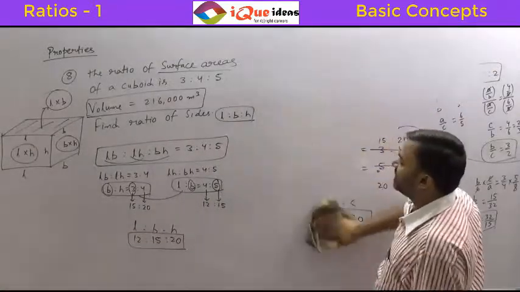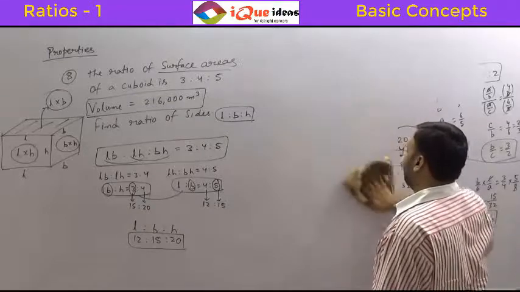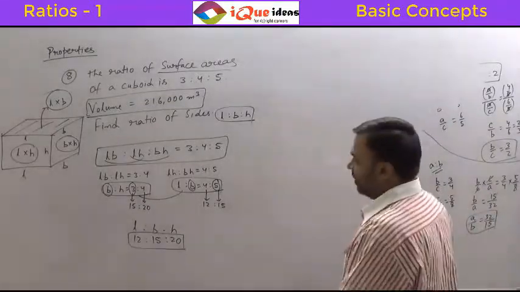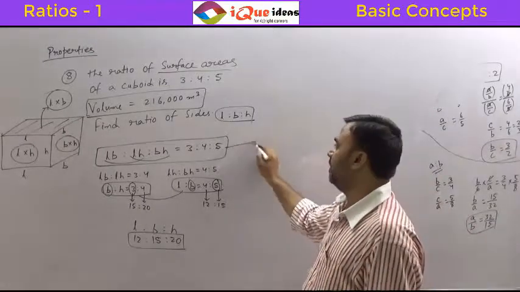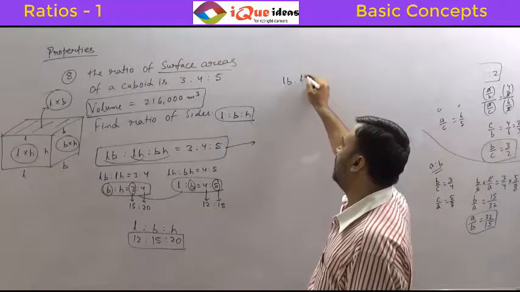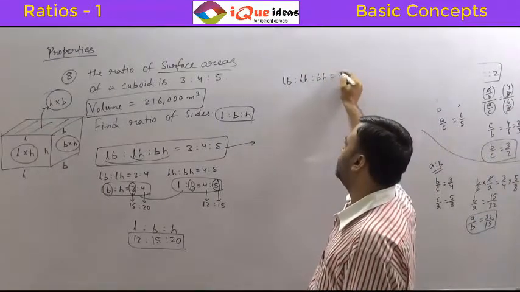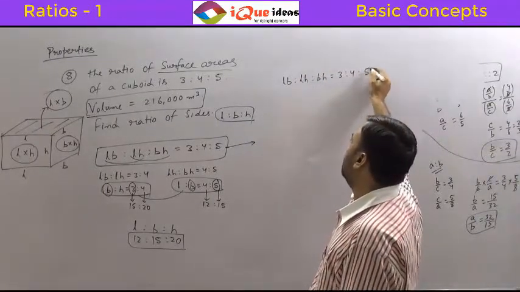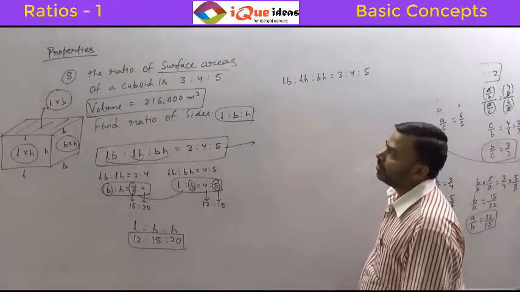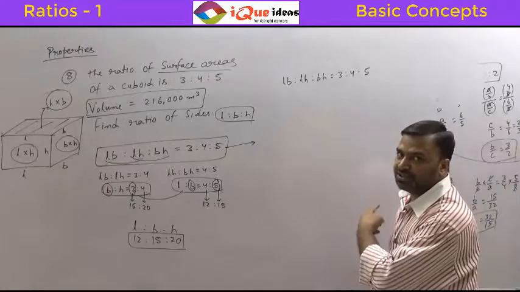See, understand, we are not asking the values of length, breadth and height. We just want the ratio of length, breadth and height. Now, from here only, there is one more way of doing this. I'll write this again. LB is to LH is to BH is 3:4:5. Now, we have just done a property that if we multiply or divide by the same number all the components on one side, there is no change on the other side.